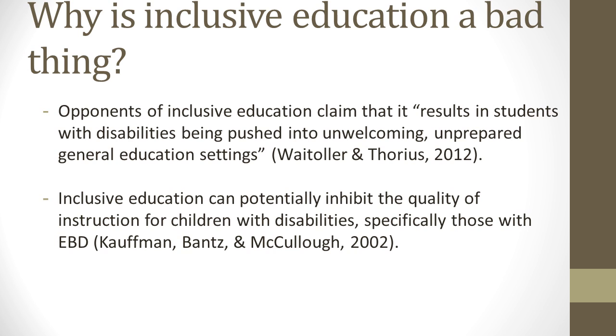Now we will investigate why inclusive education may not be so good. Here we will examine two critiques. One of these critiques, described by Wade, Toller, and Thorius 2012, is that opponents of inclusive education claim that students with disabilities are being placed into unwelcoming, unprepared general education settings.